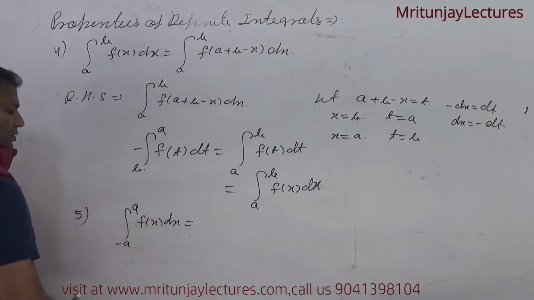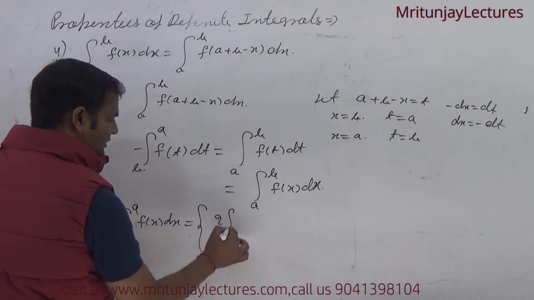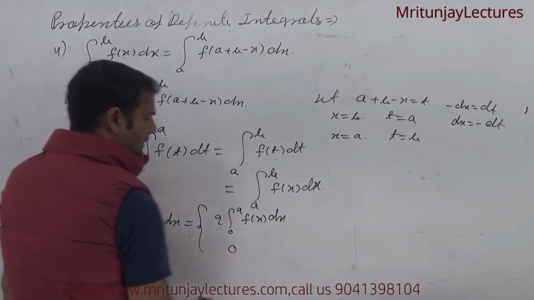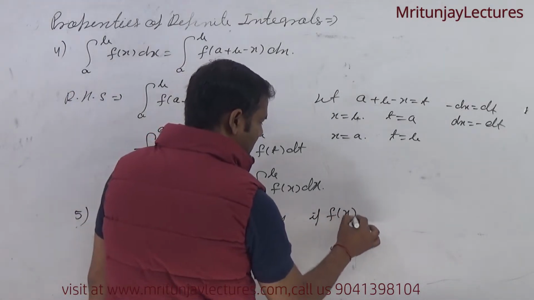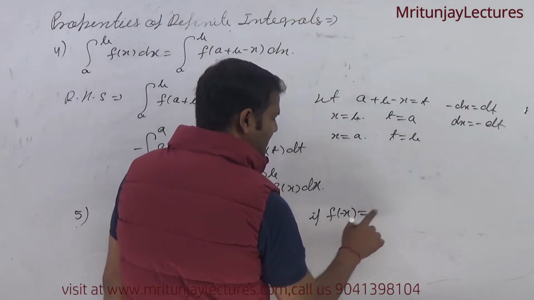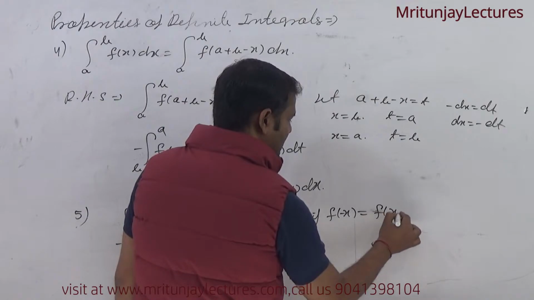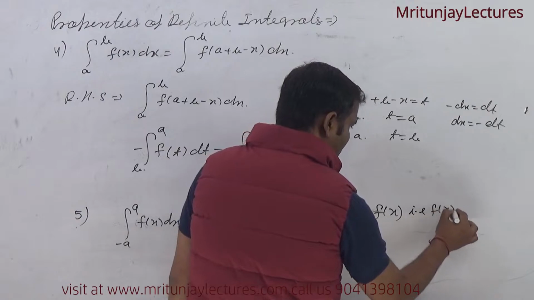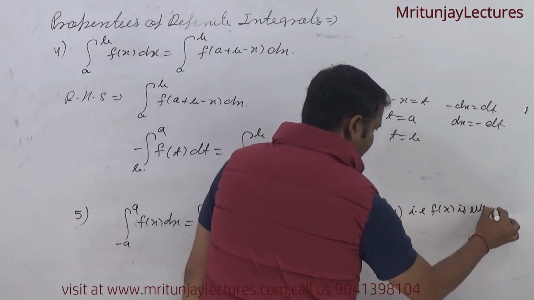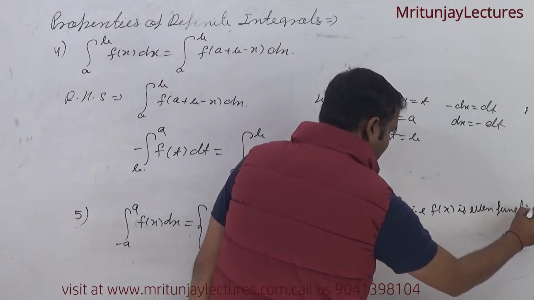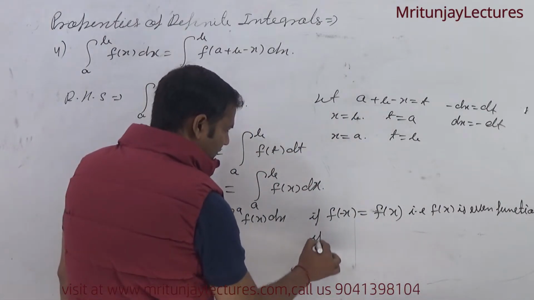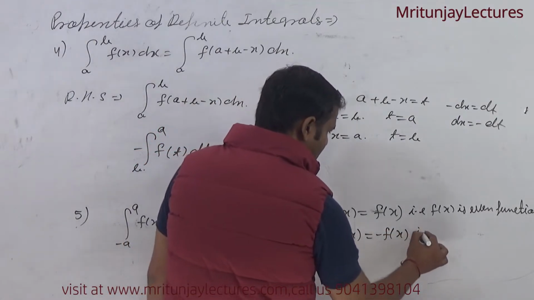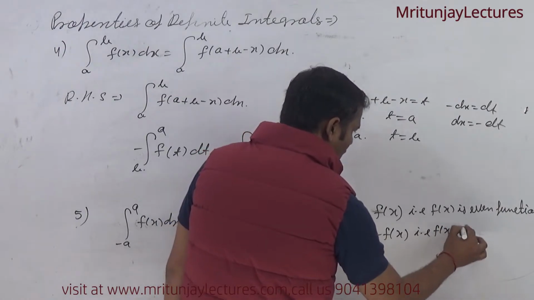It is written as 2 times the integral from 0 to a of f of x dx, if f of minus x is equal to f of x, that is 0... Okay, that means f of x is an even function. Now if f of minus x is equal to minus f of x, that is, f of x is an odd function.